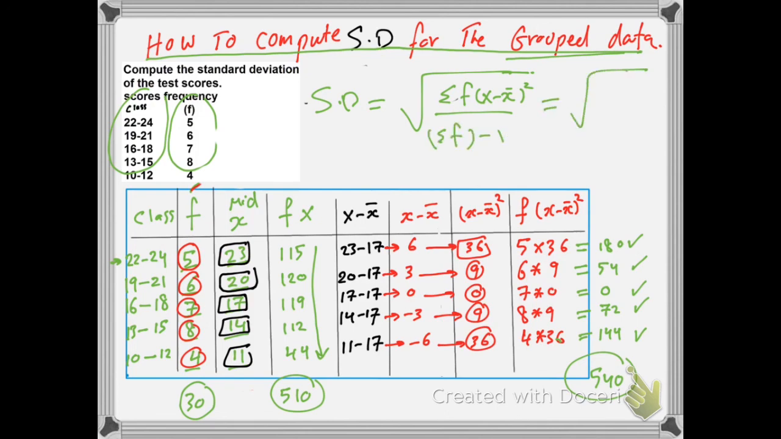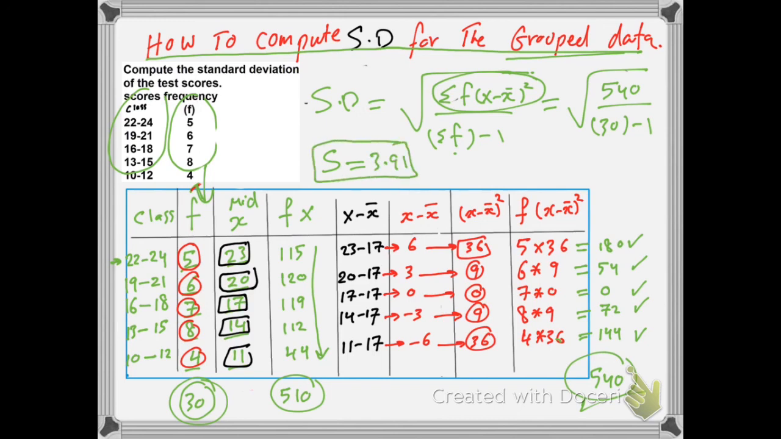Then let's substitute inside this formula. This one I did here with you, and it was 540. Then the summation of f: this is the column of f, the frequency, and the summation of the frequencies here is 30, minus 1. Then this s, the standard deviation of the sample, equals what? 3.91. If you consider from the beginning that those data are a population, just remove this minus 1. Then at that time it will give you sigma.